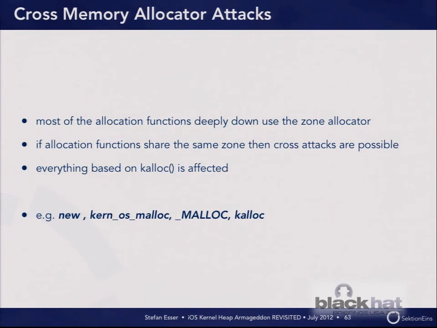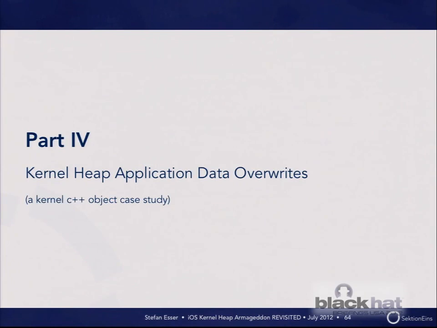And that's what brought me to the next idea. So now the question is, I don't want to attack heap metadata. I want to attack heap application data. And so in this case, I do a C++ object case study. Of course, there could be other kinds of things inside the kernel, like maybe function tables that you can override. But for now, I'm just interested in C++ objects.